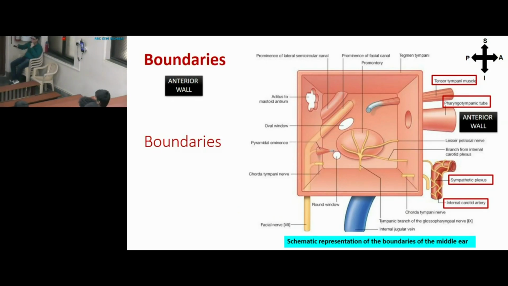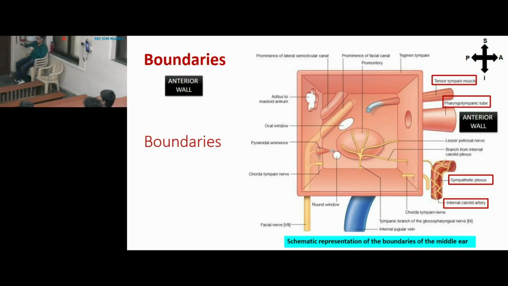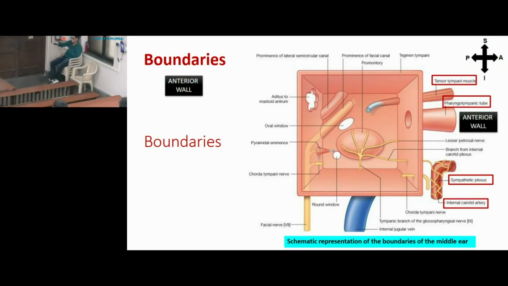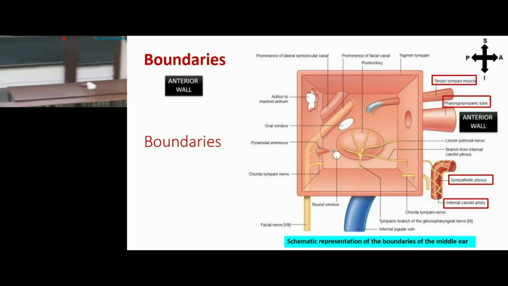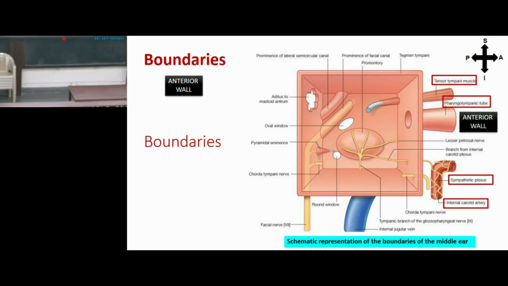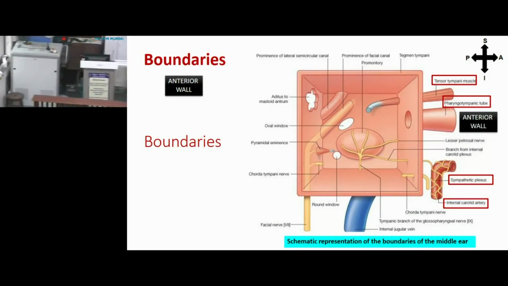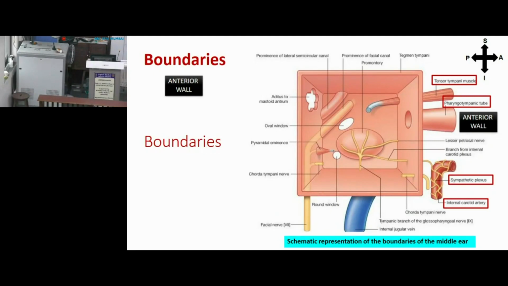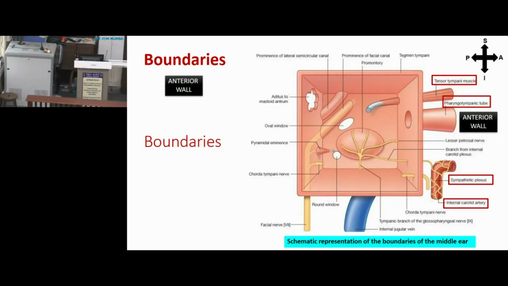Okay, so anterior wall, let us revise. In upper half there are two structures. Bony canals, the upper one is for tensor tympani muscle, which is muscle of middle ear, and the lower bony canal is for pharyngotympanic tube or auditory tube.